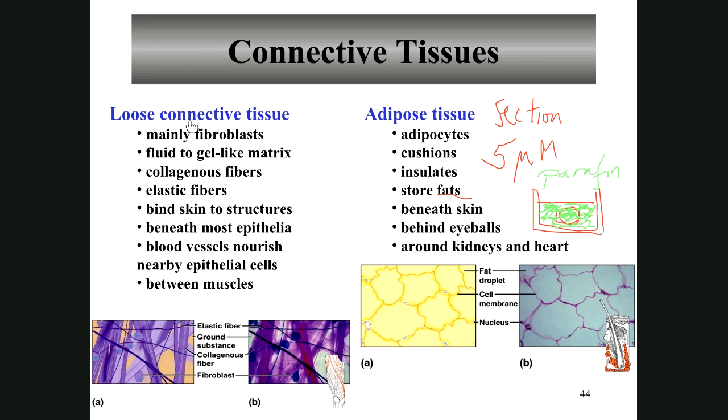Loose areolar, a good one to know. Loose connective tissue, a good example I keep telling you is areolar. And areolar is kind of like a spider web. And you see them between muscle. Okay, you see here's muscle.